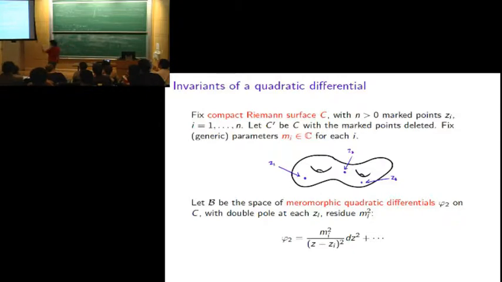So I'll let B be the space of all such meromorphic quadratic differentials. That's a kind of parameter space in our story. For those who know about DT invariants, it's like some slice through the space of stability conditions. So think of this phi2 as like a stability parameter. OK. So that's what we've got, a surface with quadratic differentials on it.